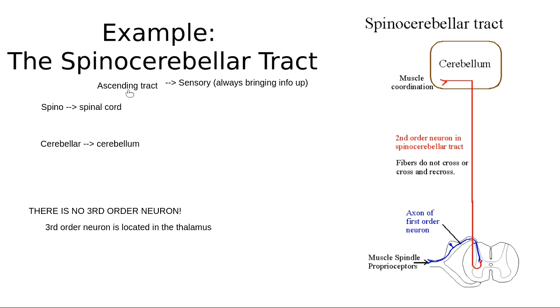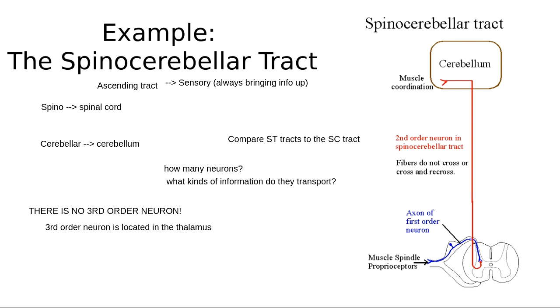So a good activity for you to consider doing, because remember I like to give you study activities. We want to compare the spinothalamic tracts to the spinocerebellar tract. We want to compare things like how many neurons each of these tracts have inside of them. We want to compare what kinds of information they transport. We want to compare where they start and where they end.